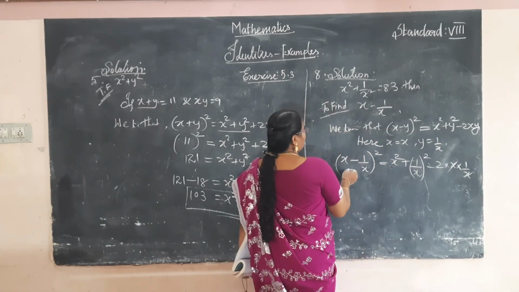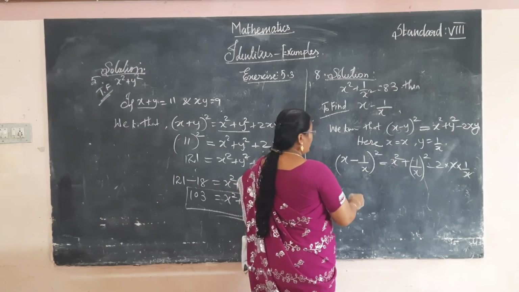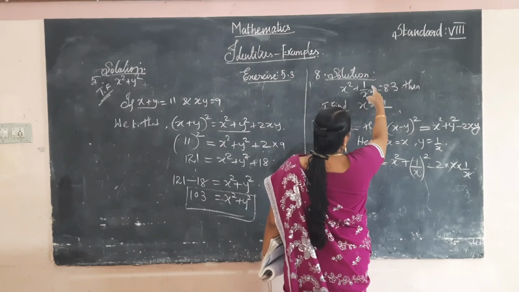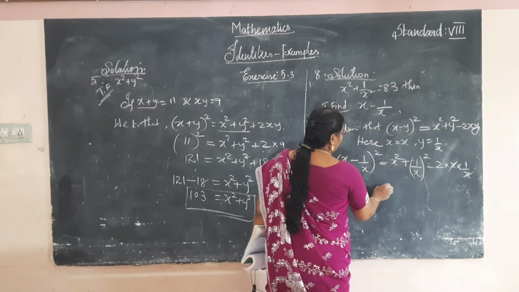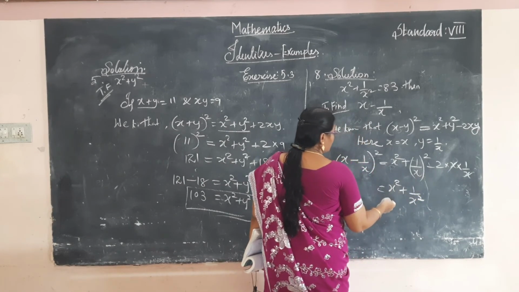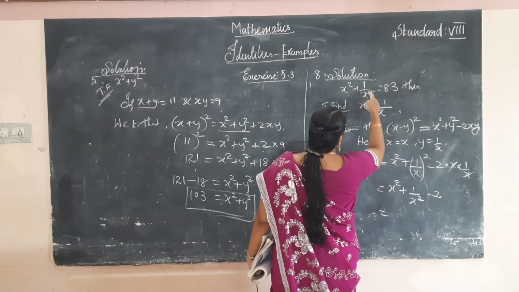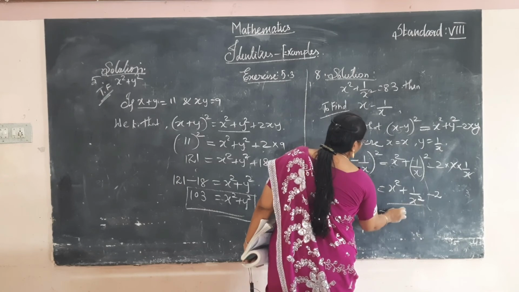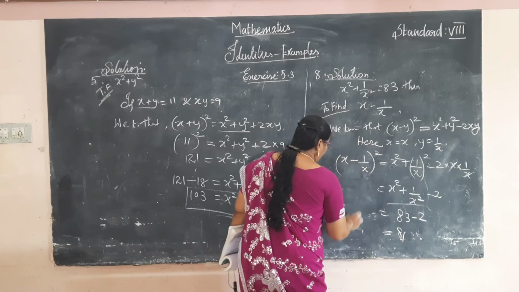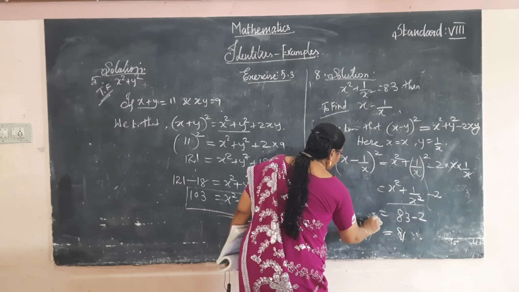Okay, you know the value of x minus 1 by x? No, we have to find out the value of this one. Okay, here you know the value of x square plus 1 by x square is equal to 83. Okay, so x square plus 1 by x square, so minus 2 here. Now substitute the given data for this value. 83 minus 2 is 81. Here x minus 1 by x the whole squared value was 81.